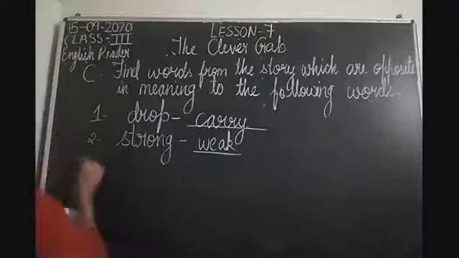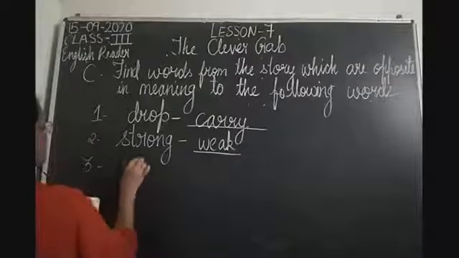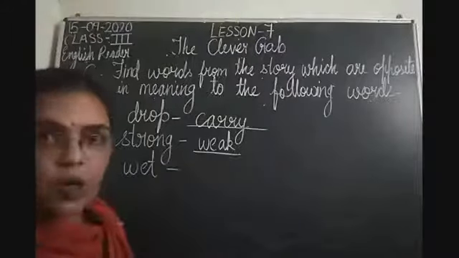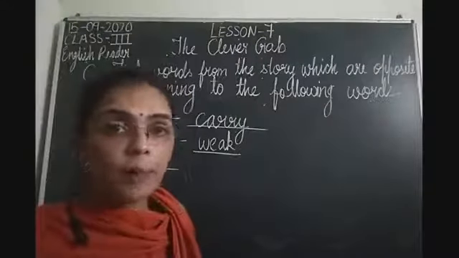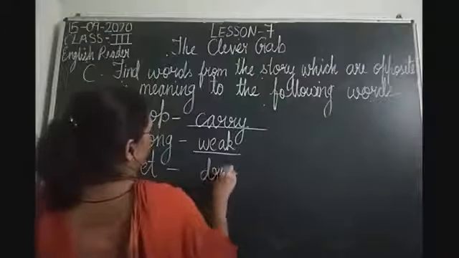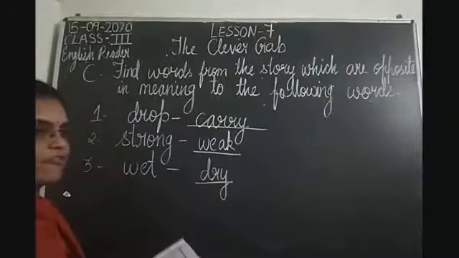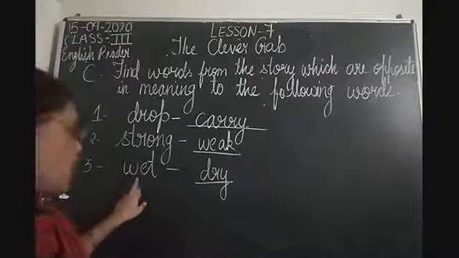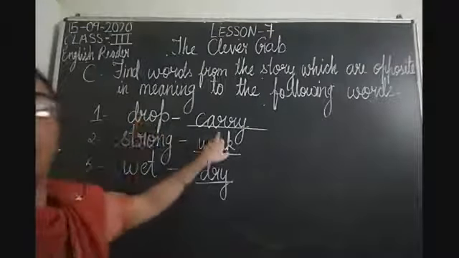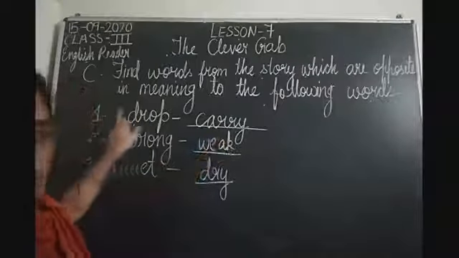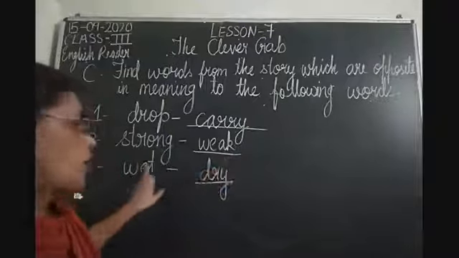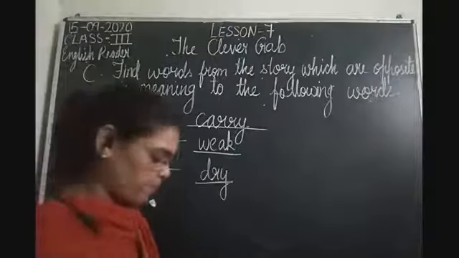Then children, the third word is wet. You know wet, which means गीला. And the opposite of wet is dry, सूखा. So, wet, dry. The first one was drop, opposite is carry. Drop, carry, strong, weak, wet, dry.